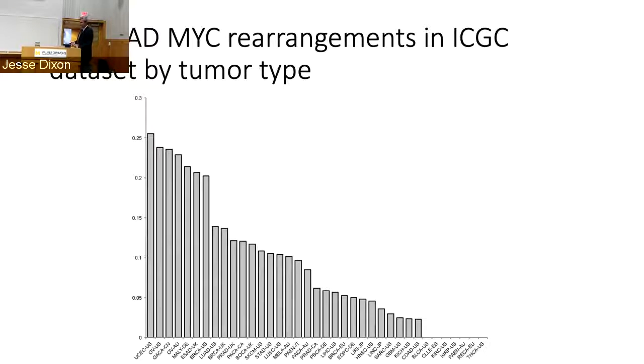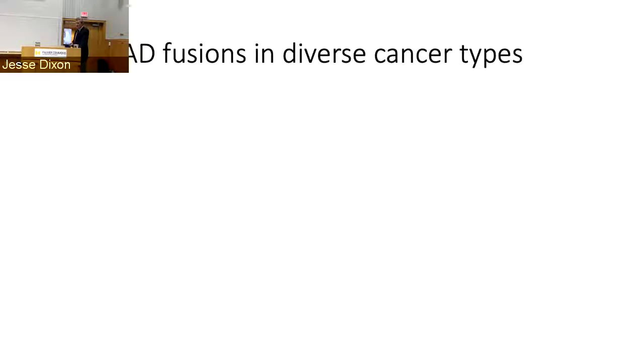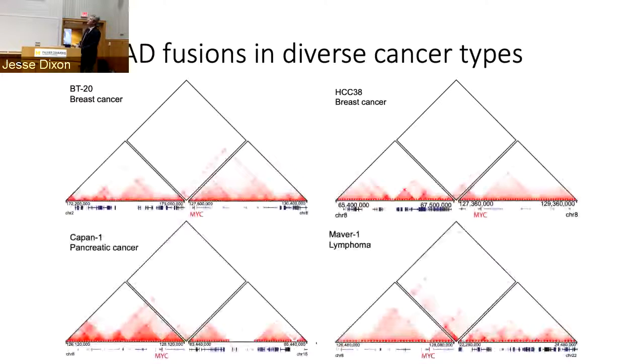We can see the same thing if we look in our Hi-C data, which shows some of the fusion events that we find at the MYC locus. Here's MYC, and then you get these novel signals that form, in this case, with chromosome 2, in a breast cancer cell line, and another breast cancer line, to get the context there. In a pancreatic cancer sample, you see some novel contacts here. And this is in a lymphoma, where these events are known to occur, but you can also see these novel contacts here.